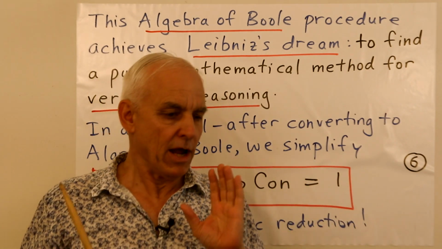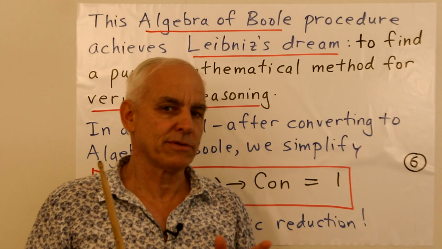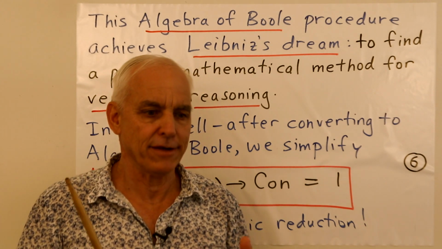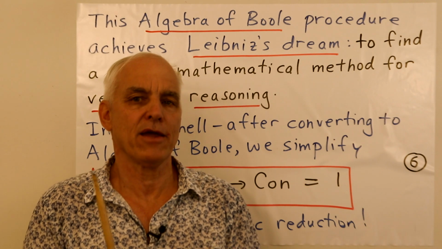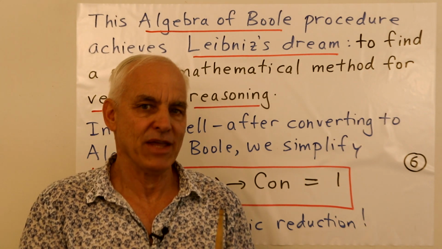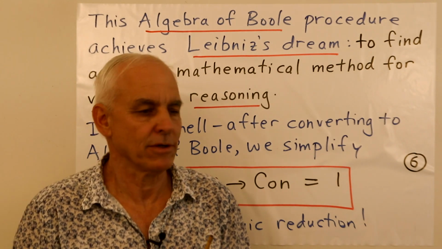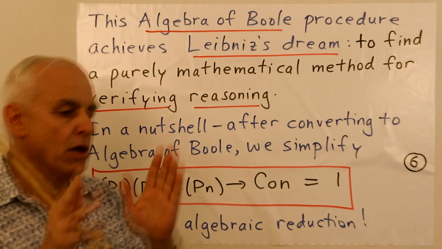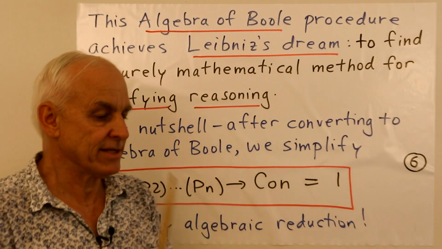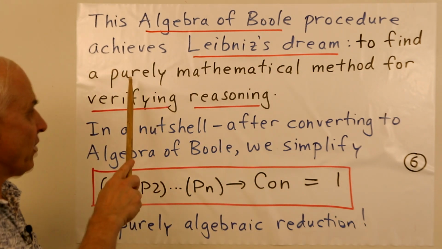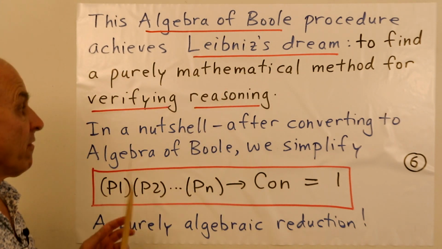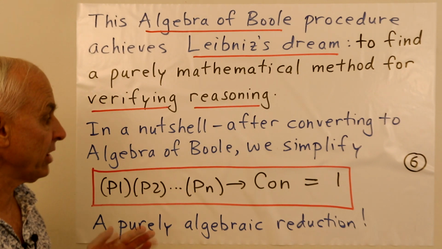Of course, what I've done is I've taken George Boole's paper and looked at it and sort of extracted what I think are the essences of it from a modern point of view, okay? But basically we're really taking Boole's road that he's set out for us. So to try to find a purely mathematical method for verifying reasoning. That's what really we've been able to do.